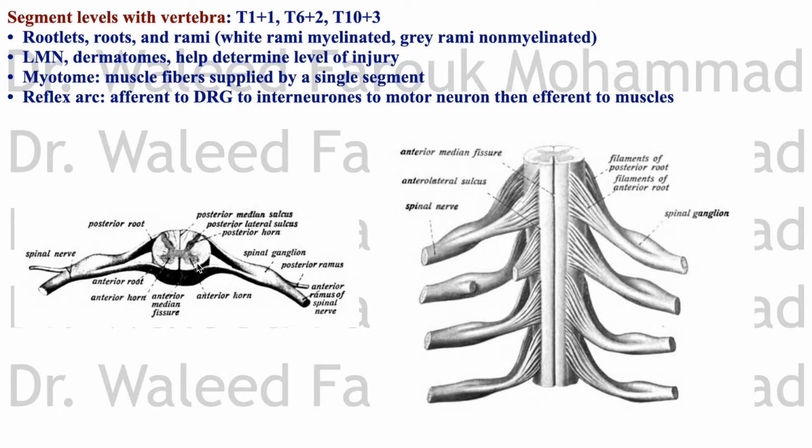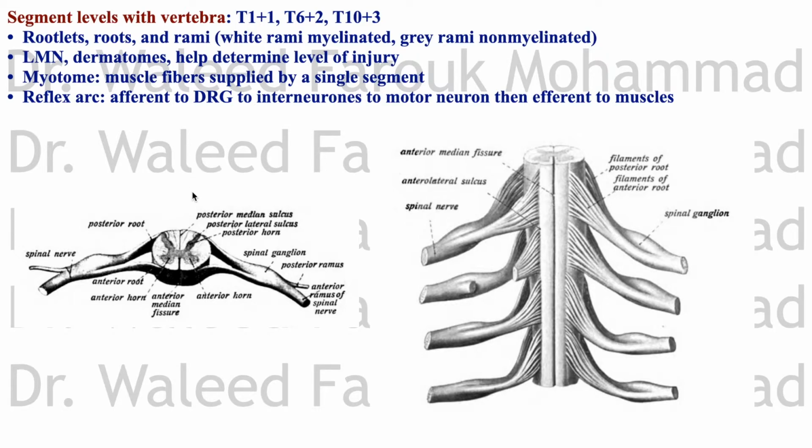the area of skin supplied by a cutaneous nerve is called a dermatome. So the dermatome is an area of skin that is supplied by a certain cutaneous nerve. And I told you before, in order to determine the level of injury in the spinal cord, you examine the dermatomes all over the body. The myotome is the muscle fibers supplied by a single spinal cord segment.